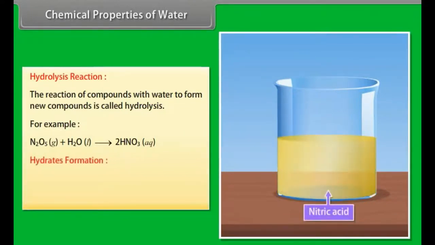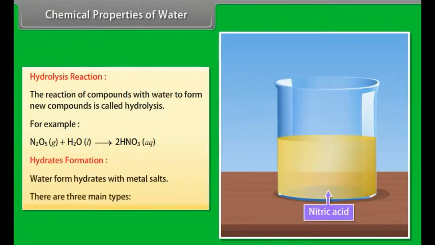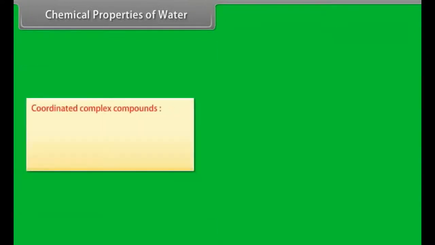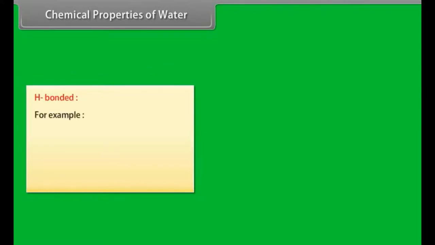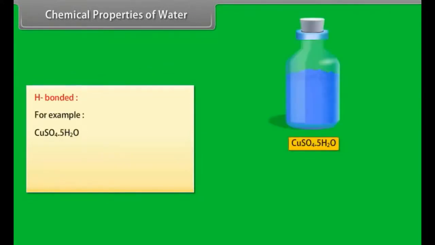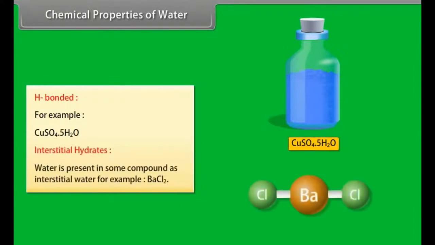Hydrates formation. Water forms hydrates with metal salts. There are three main types. Coordinated complex compounds. For example, nickel 2 nitrate hexahydrate. Coordinate bond is formed between O of H2O with metal ion. H bonded. For example, copper sulfate pentahydrate. Interstitial hydrates. Water is present in some compounds as interstitial water. For example, BaCl.